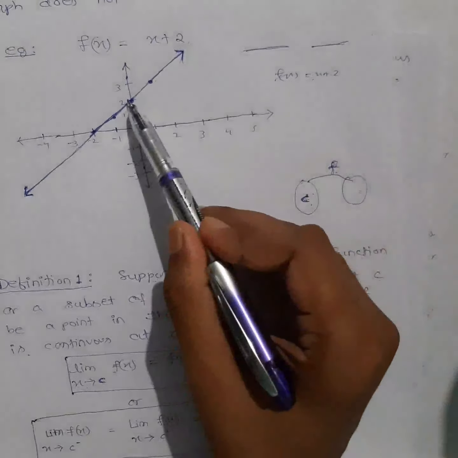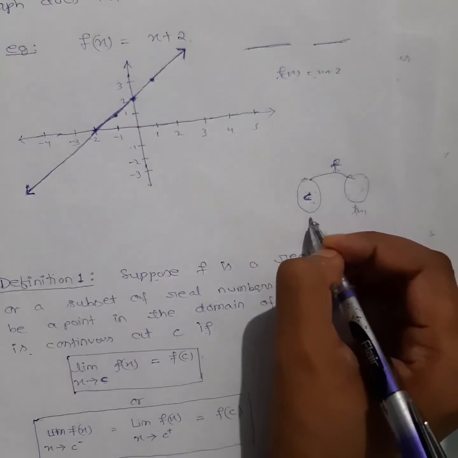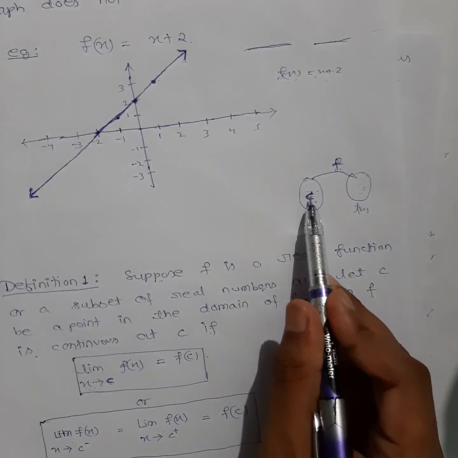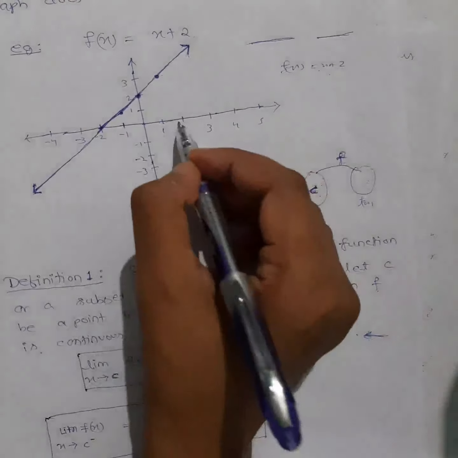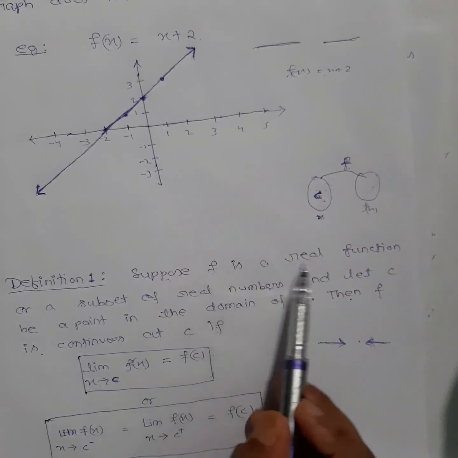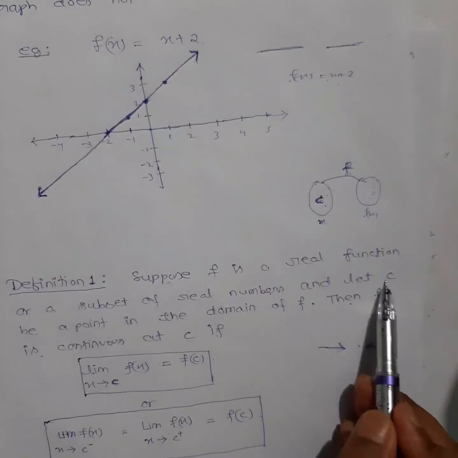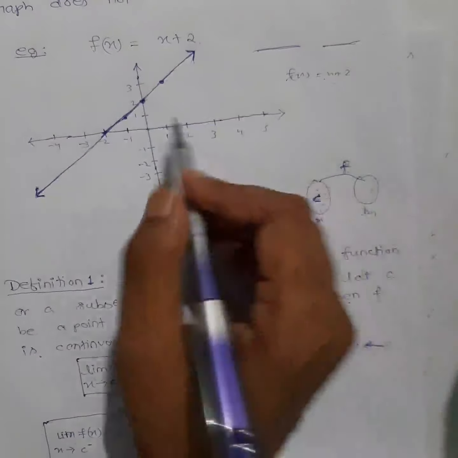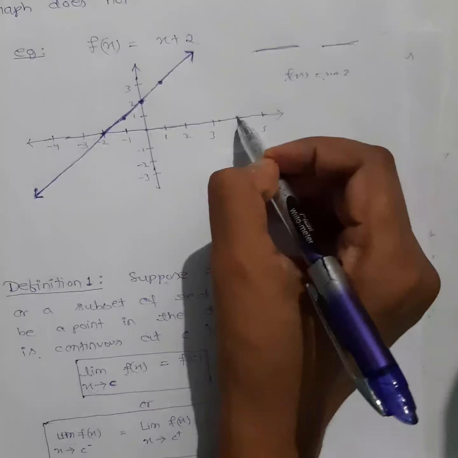So x means what? This is your domain. And f(x), remember f(x)? It's your range, right? So this c, from where are you taking it? From this domain only, or not? So for that particular value, see here, suppose f is a real function on a subset of real numbers, and let c be a point in the domain. Any point you take, any point means what? This x value, you take 4, suppose. Okay, suppose you have taken 4 from here.